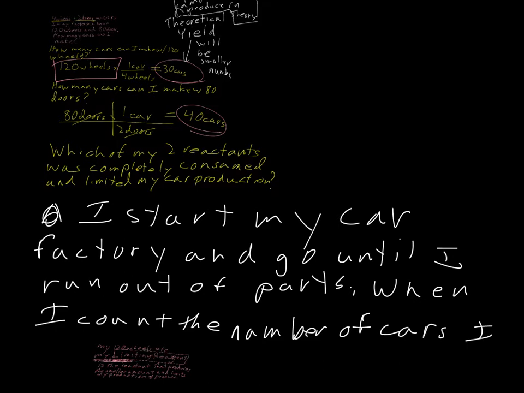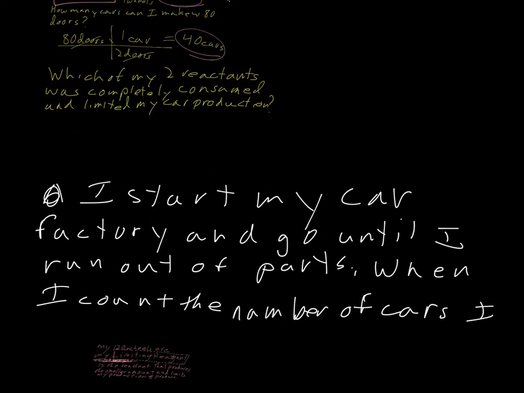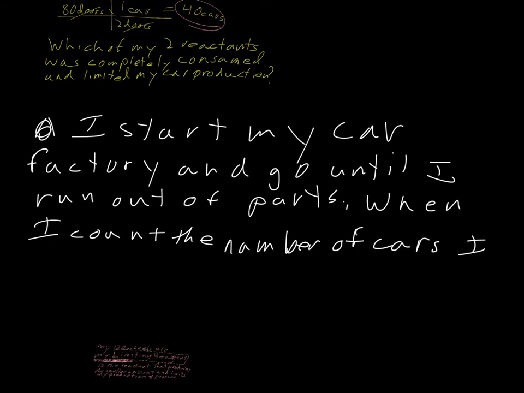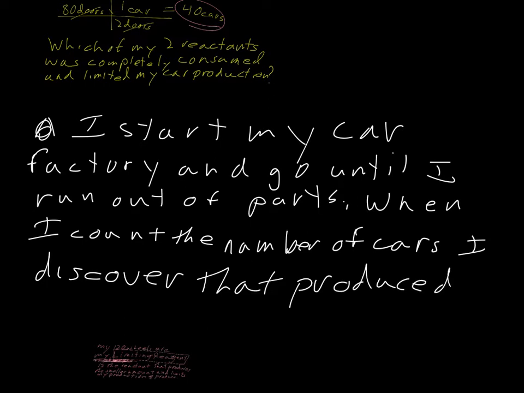When I count the number of cars I made, I start my car factory and go until I run out of parts. When I count the number of cars I made, I discover that I produced only 25 cars.